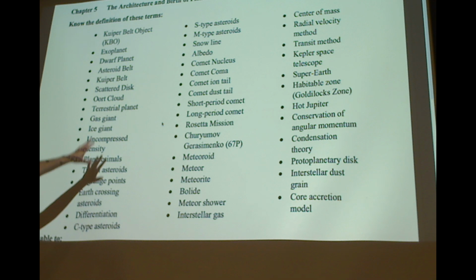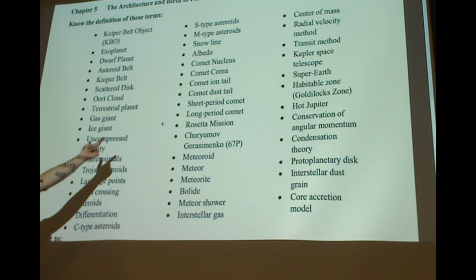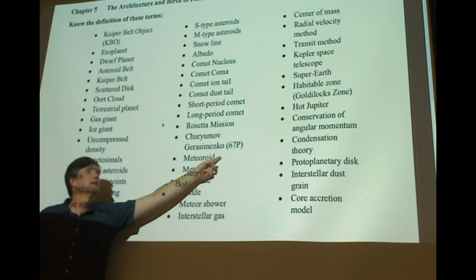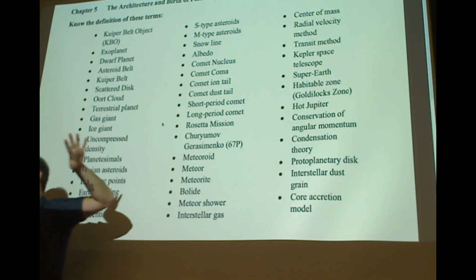The Rosetta mission, right? What's special about that? Who sent it out there? Was it NASA? It was not NASA, it was ESA. What does ESA stand for? The European Space Agency. I don't know that you have to know that, but you do need to know that it went to this comet, Churyumov-Gerasimenko, or 67P. I will probably write both names on the exam tomorrow.